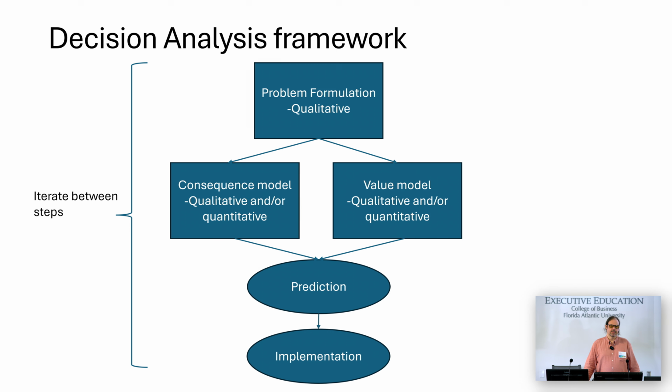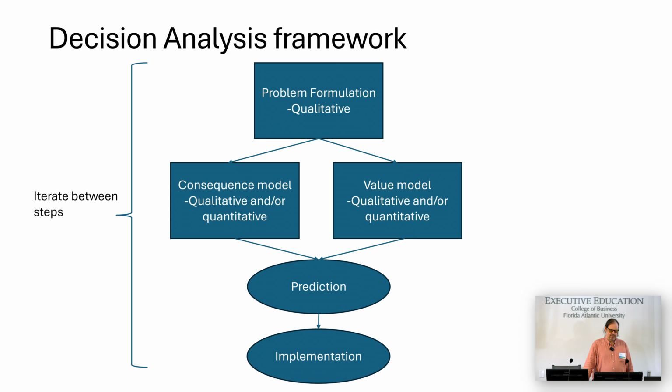So this is just a generic decision analysis framework that pretty much matches most types of formal decision analysis processes. And so at the top we have problem formulation. This is the qualitative phase where you determine your objectives, determine your performance measures for your objectives, identify your alternatives, and formulate the problem for consequence modeling. And the consequence model is the next phase. That could be qualitative and/or quantitative. And that would be something like developing a Bayesian network to predict the impacts of alternatives on objectives.